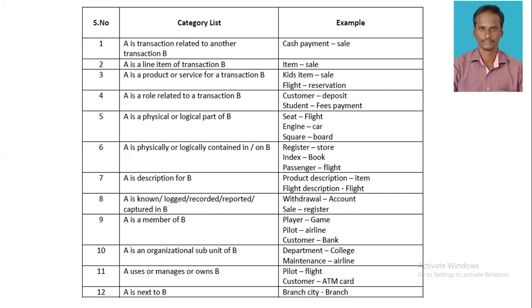And next, A is known, logged, recorded, reported or captured in B. Examples are Withdrawal and Account, Sale and Register. And next one is A is a member of B. For example, Player and Game. A is Player, B is Game. So Player is a member of Game. Pilot is a member of Airline. Customer is a member of Bank. And next, A is an organizational subunit of B. Department and College. Department is an organizational subunit of College. Similarly, Maintenance and Airline.